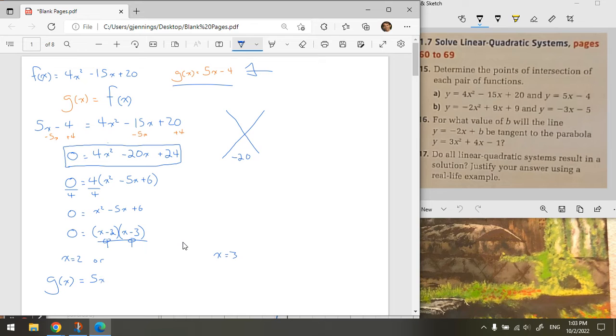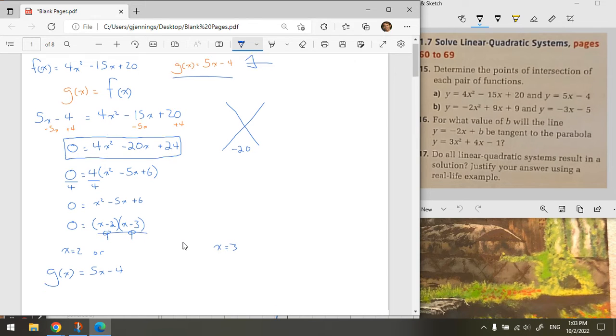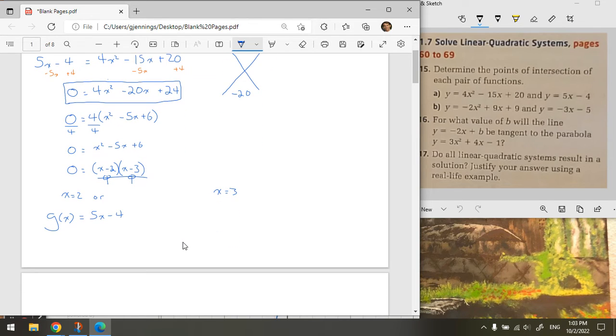equals 5x minus 4. And we're going to solve that when x is 2. So g at 2 is equal to 5 times 2 minus 4. This is the point: g at 2 is equal to 6. And then we have g at 3 is equal to 5 times 3 minus 4. This is equal to 11. G at 3 is equal to 11.